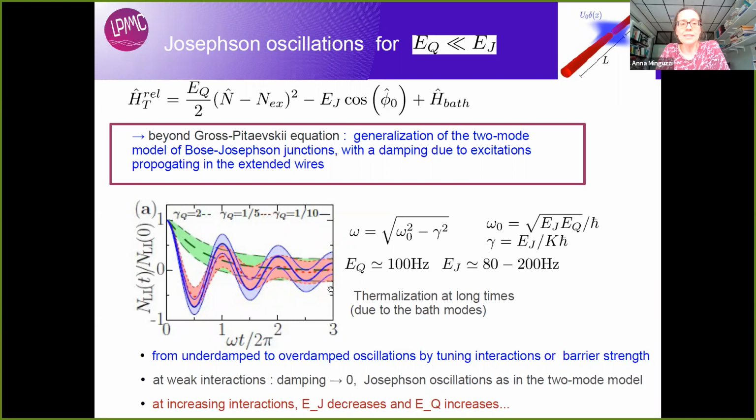This damping originates from the presence of the bath. And it's due to the fact, essentially, that during the dynamics, you also create some phonon excitations in the wires. So interestingly, at a very weak interaction, the damping rate vanishes because the damping rate has kappa, the Luttinger parameter, at the denominator. And hence we recover the Gross-Pitaevskii regime where you have perfect, undamped Josephson oscillations. On the other hand, if we increase interaction, the Josephson energy decreases and the quantum energy increases. So we are going towards a regime where these usual Josephson oscillations are more and more damped.